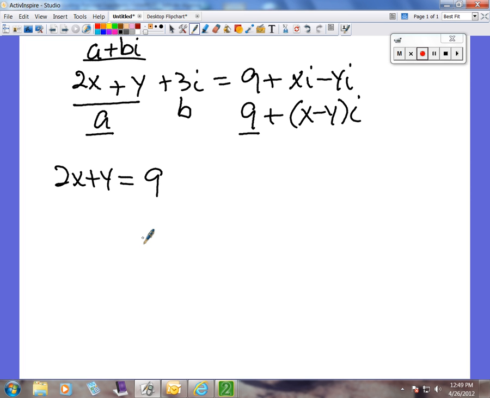Now we're going to set the b's equal. Over here, b is 3, right? This is your b on this side. b over here, b here. So now, what's our b equal here? 3. Now I'm going to put the 3 over here so it's in standard form. So you have x minus y equals 3. So the way you understand this is you set the real parts equal, then you set the imaginary parts equal. The ones with the i's.